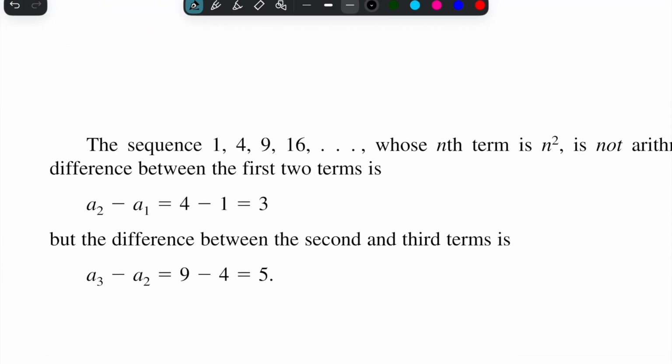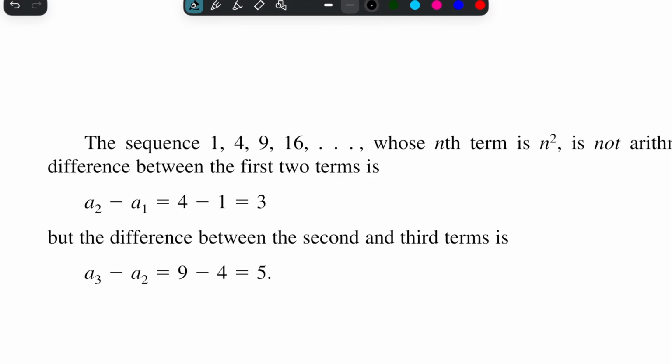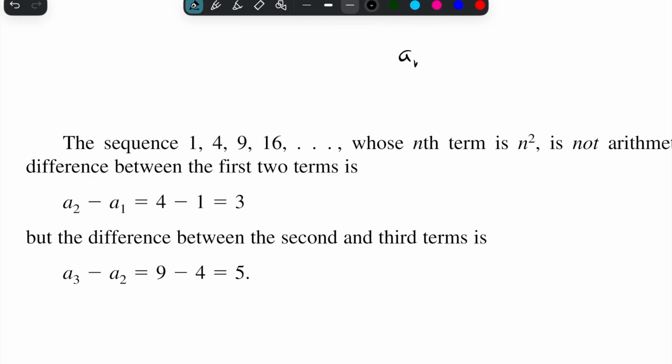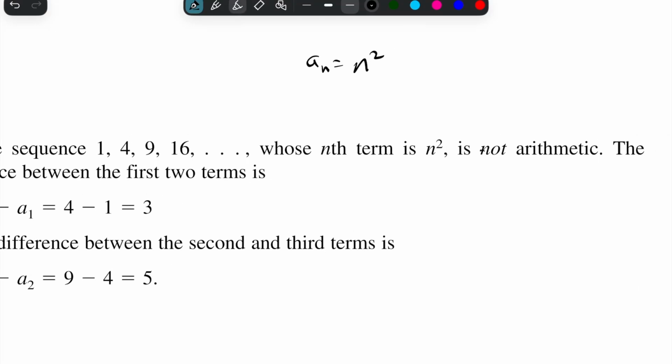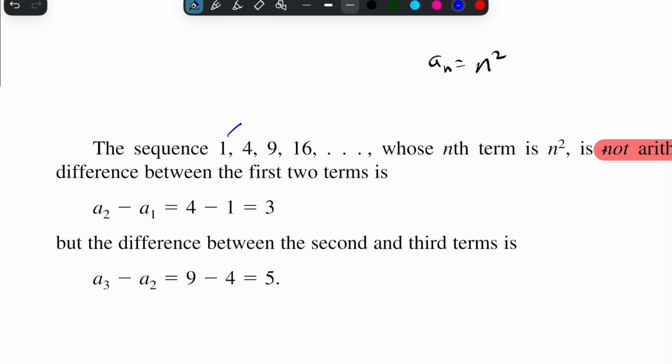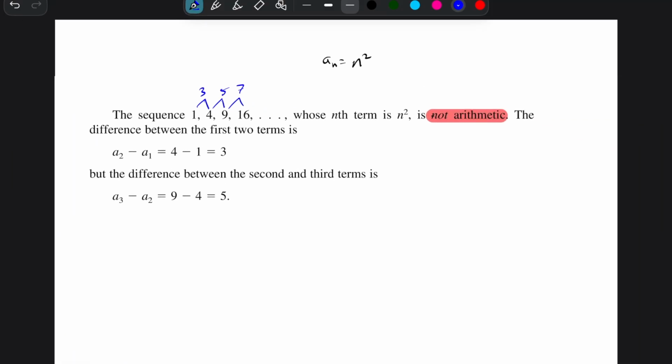Just to give you some contrast here, if I look at the sequence 1, 4, 9, 16, whose nth term is n squared, this would not be arithmetic, because if we try and look at the differences between the terms, right? 4 minus 1 is 3, 9 minus 4 is 5, 16 minus 9 is 7. So we don't have a constant common difference, so this would not be considered an arithmetic sequence.